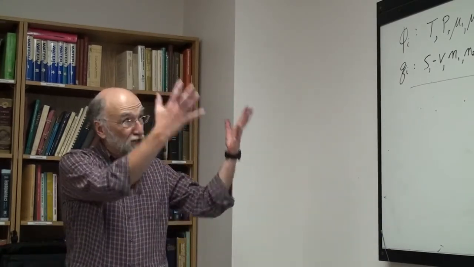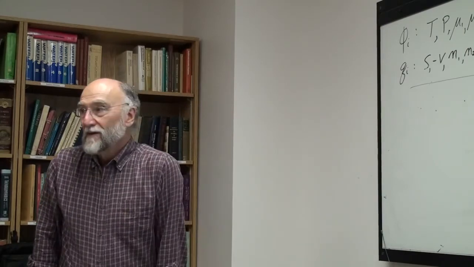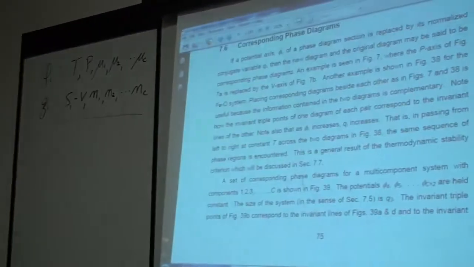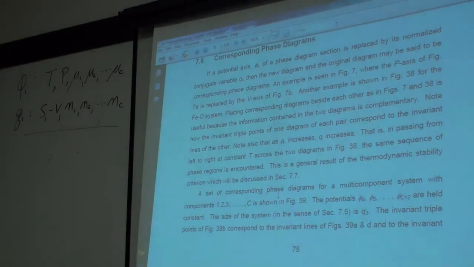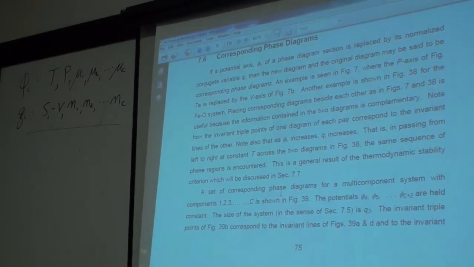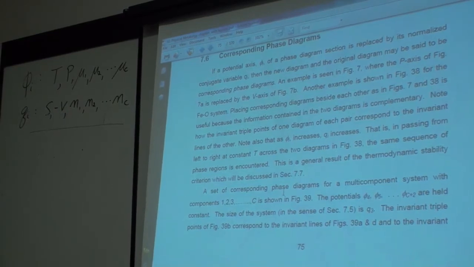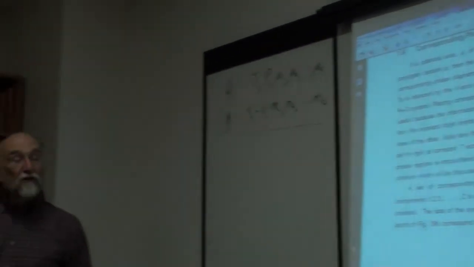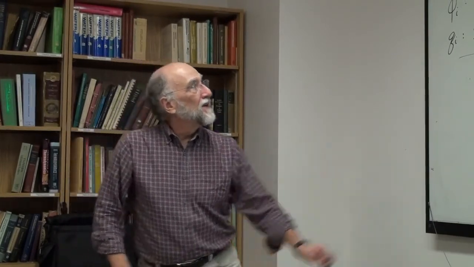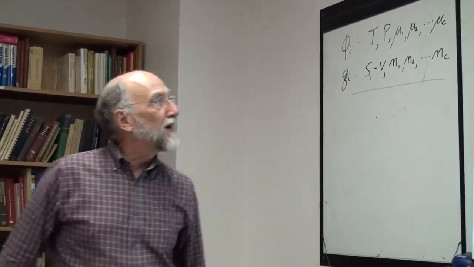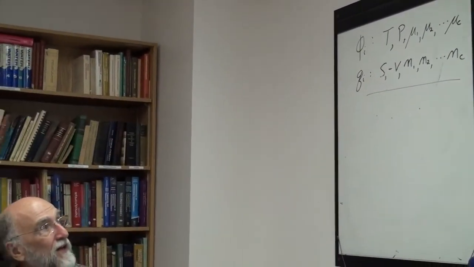This is really the only place where you're going to see the whole thing done this way. I think this summarizes the whole theory of single valued two-dimensional phase diagram sections. The entire geometry is described in terms of the zero phase fraction lines and the law of adjoining phase regions. The things I just went through are the whole theory of single valued phase diagram sections. You might want to look at corresponding diagrams. Say you replace the axis of one diagram by its normalized conjugate variable, then you have what we call corresponding diagrams.